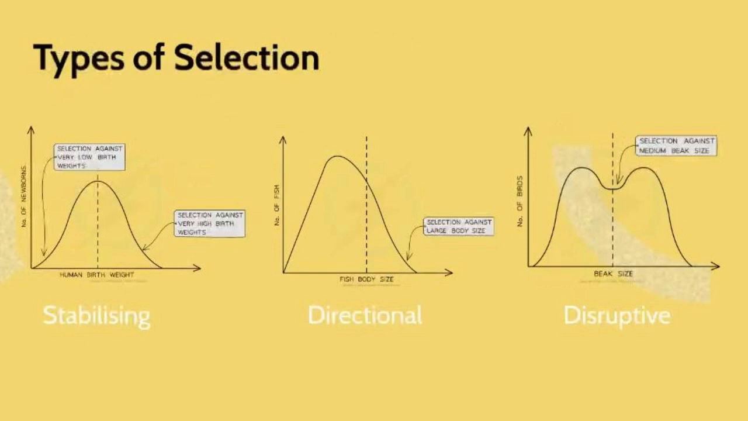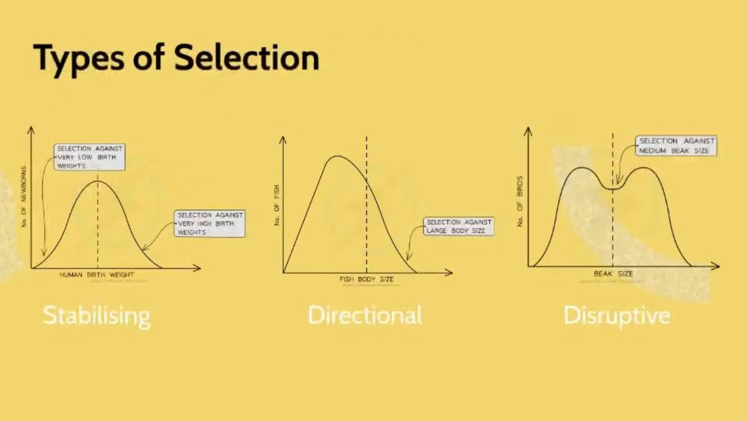So what are the types of selection and how do they affect the population growth? There are three types of selection: stabilizing selection, disruptive selection, and directional selection. We'll start with stabilizing selection. Stabilizing selection is a natural selection that keeps allele frequencies relatively constant over generations. This means things stay as they are unless there's a change in the environment.